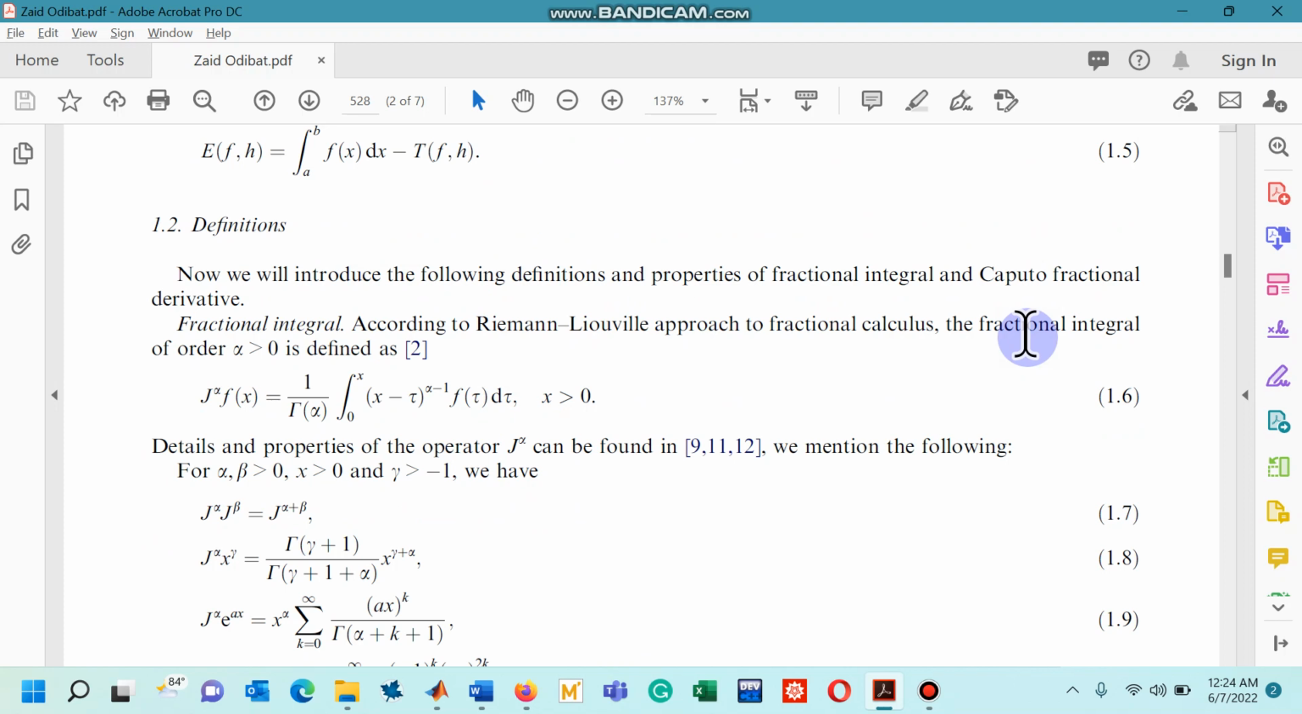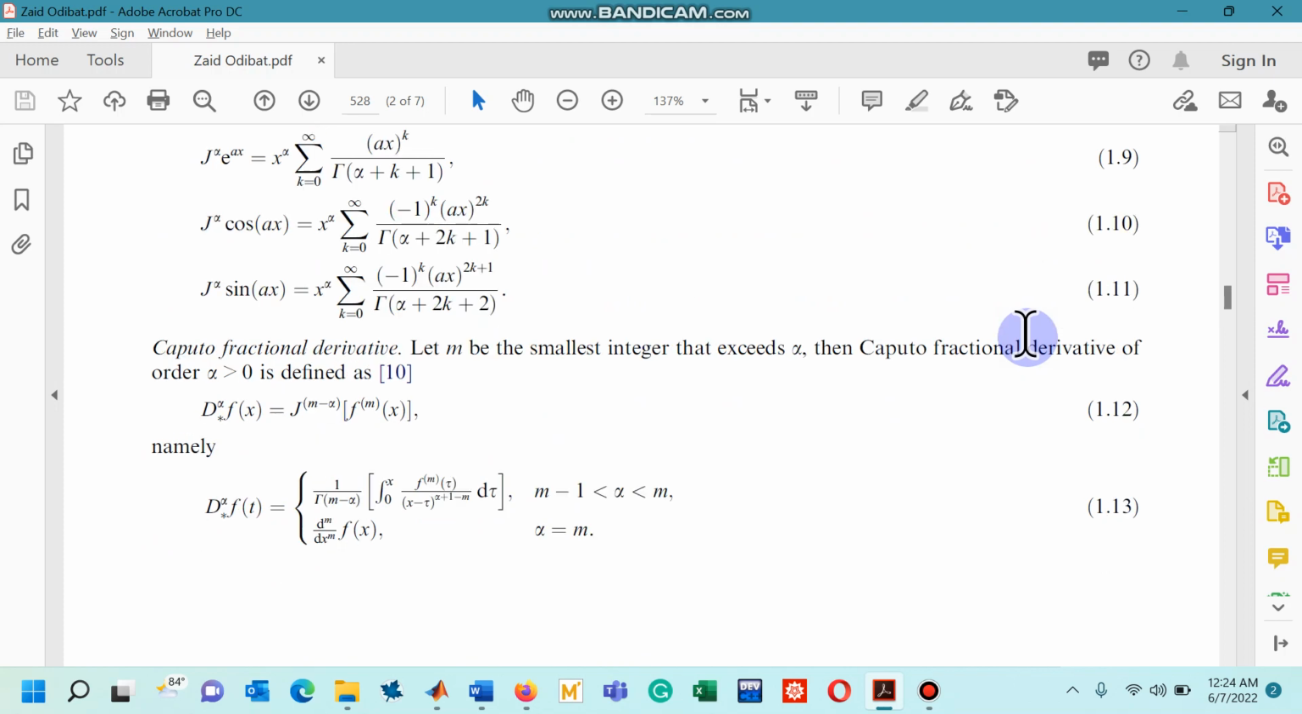In this research paper, the definition is shown by equation 1.13. This is what we call the Caputo fractional derivative of order alpha, where alpha is a positive real number. On the left-hand side of equation 1.13 is the symbol for the Caputo fractional derivative, the differential operator that carries the power alpha, which is the fractional order, any positive real number. It is defined in these two pieces.